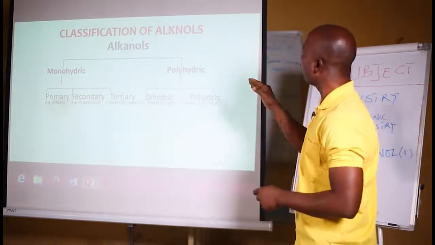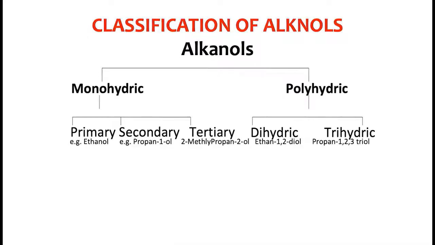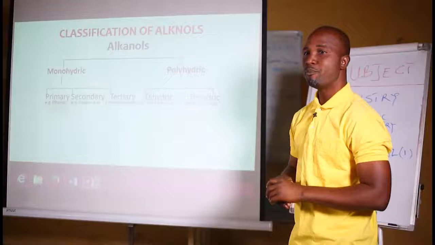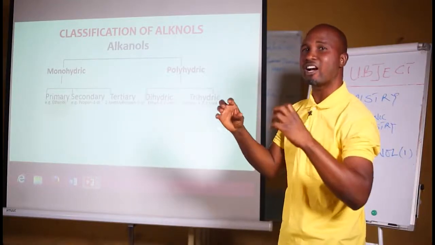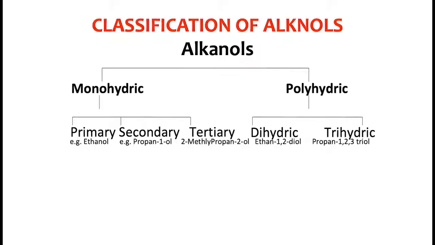Now let's look at polyhydric alkanol. Polyhydric alkanol can be divided into dihydric and trihydric alkanol, meaning that dihydric means having two OH in one alkanol compound. So let's look at an example, ethane-1,2-diol, meaning that there is an OH group on carbon number 1 and another OH group on carbon number 2. And that's why it is called ethane-1,2-diol. The di there tells you that there are two OHs, and the ol here stands for the functional group.